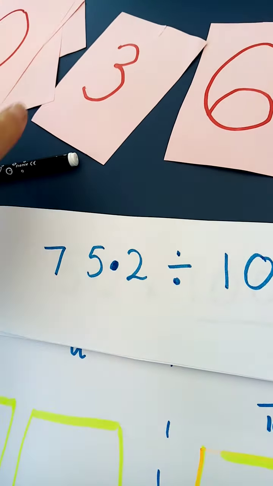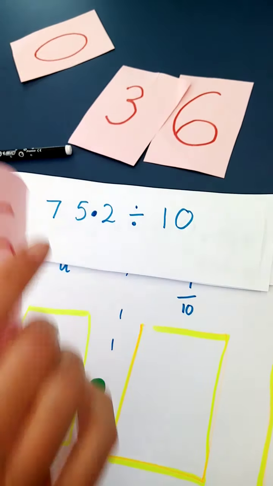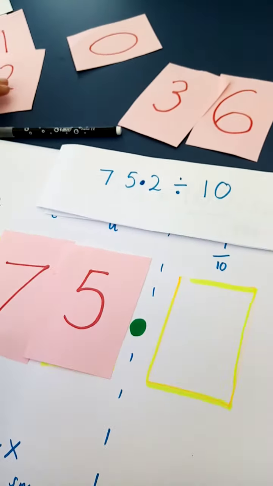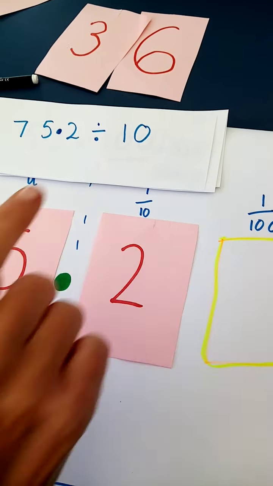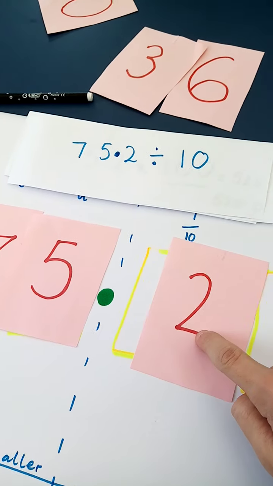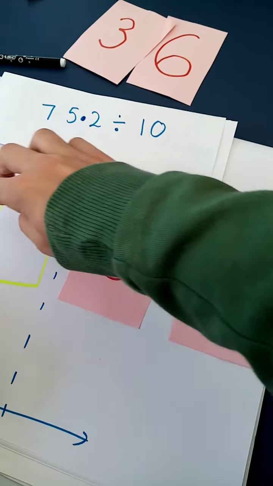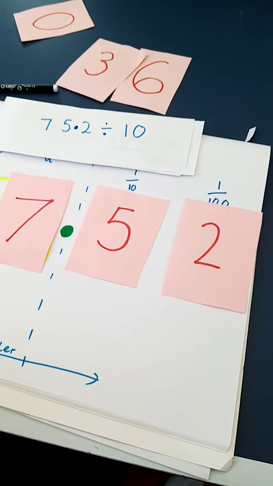75.2 divided by 10. So let me put my 75.2 divided by 10. 1 0, one place it moves. Off we go. So it'd be 7.52.